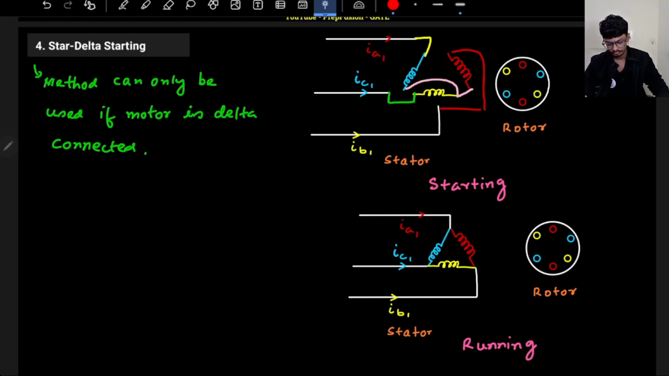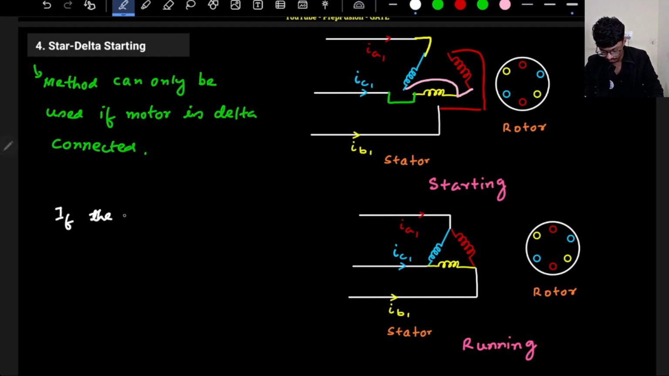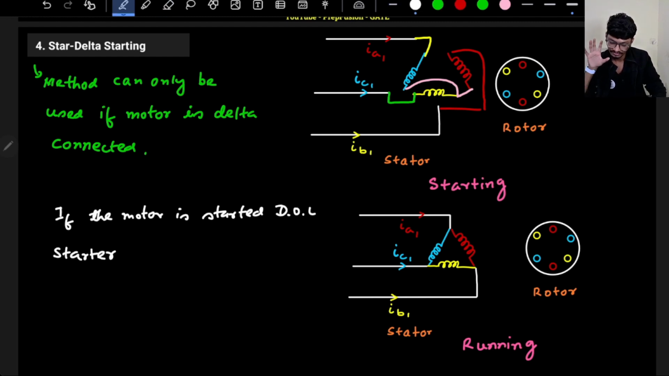Why so? Let's assume that the motor is started with a DOL starter. DOL starter meaning there is no star delta starter. So by default the motor is delta connected, and we will start with delta connected only.